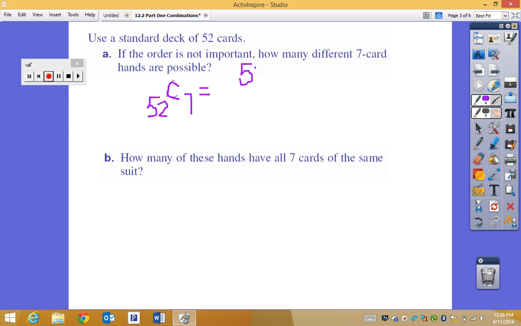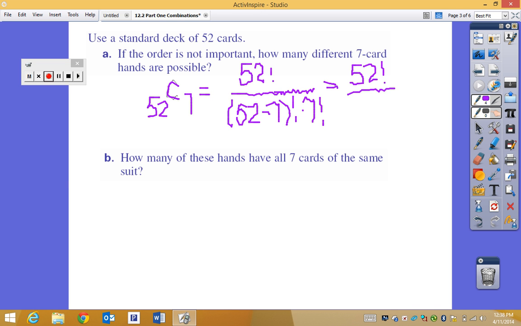So that's 52 factorial divided by, and we subtract, 52 minus 7 factorial times 7 factorial. So when we're calculating, we have 52 factorial divided by 52 minus 7, which would be 45 factorial, multiplied by 7 factorial, and make sure that you're putting this in parentheses in the denominator when we're multiplying.